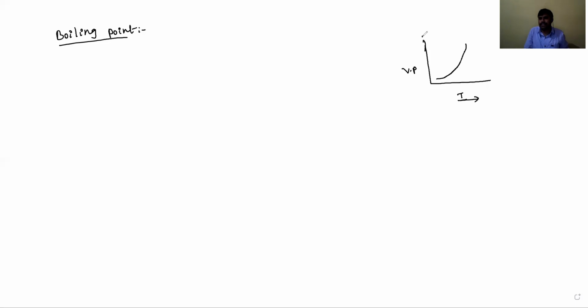But at a certain point, the vapor pressure becomes equal to atmospheric pressure. The vapor pressure keeps increasing until it equals atmospheric pressure. Atmospheric pressure is 760 mm, or 1 atmosphere. The temperature at which the vapor pressure equals atmospheric pressure is called the boiling point.